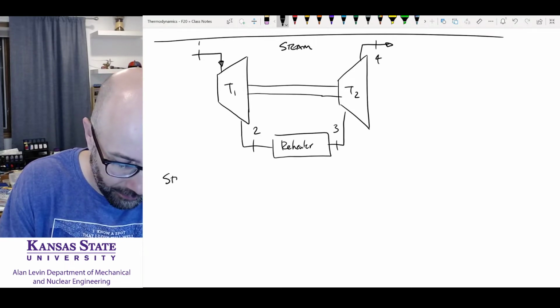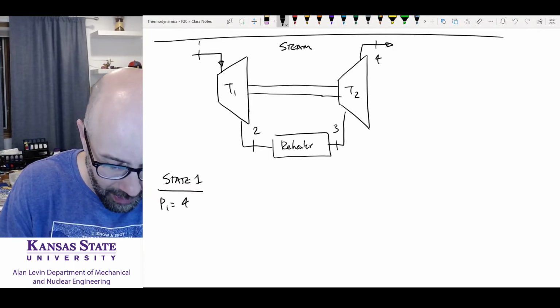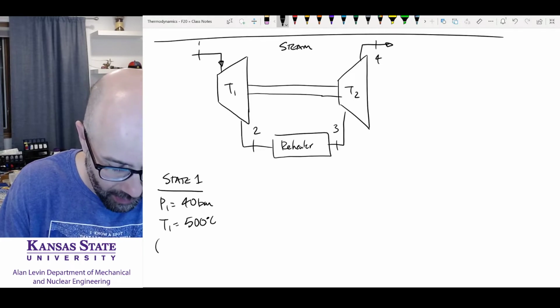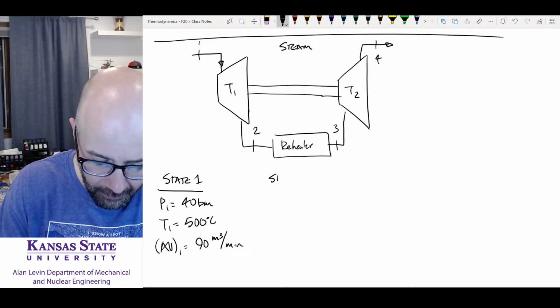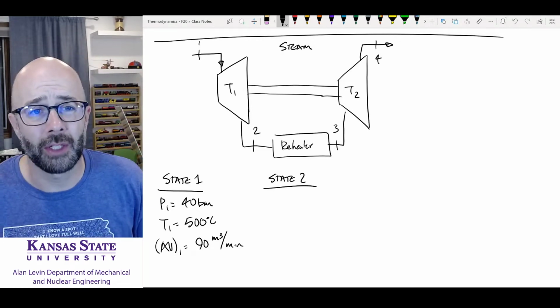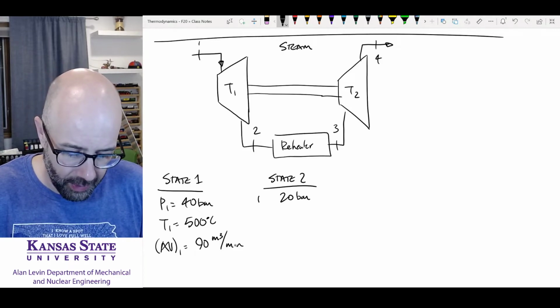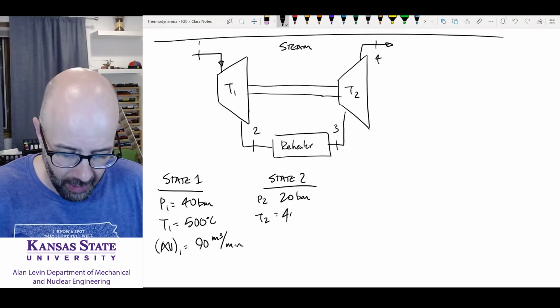So state 1 is a pressure P1 equal to 40 bar, and a temperature T1 equal to 500 degrees Celsius, and our volumetric flow rate at 1 is equal to 90 meters cubed per minute. State 2: going through that turbine, we've dropped the pressure quite a bit. So it's dropped down to 20 bar, pressure 2. And the temperature T2 took away some of the heat there as well, and so we went down to 400 degrees Celsius.